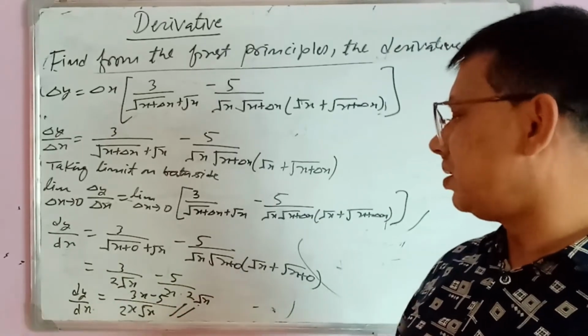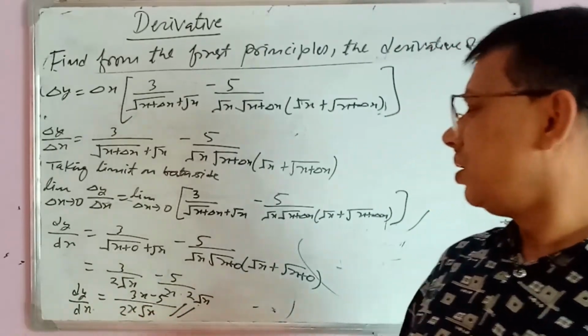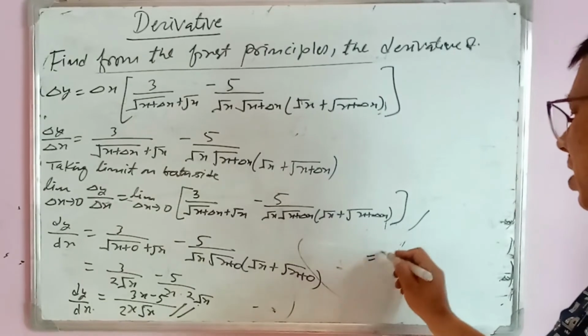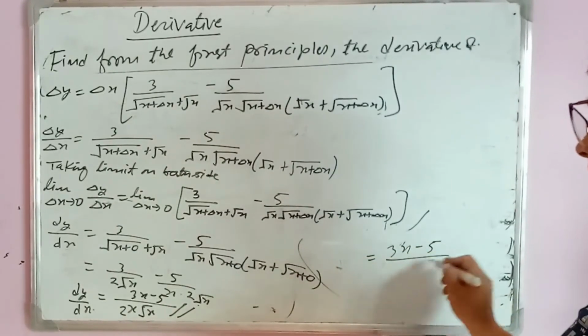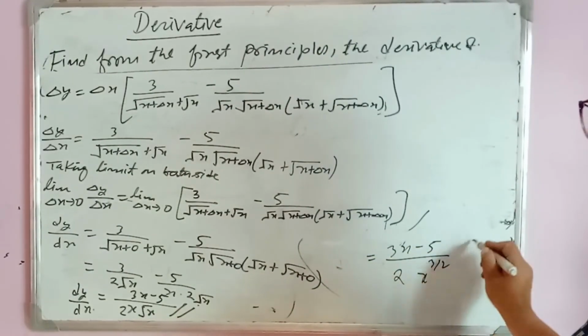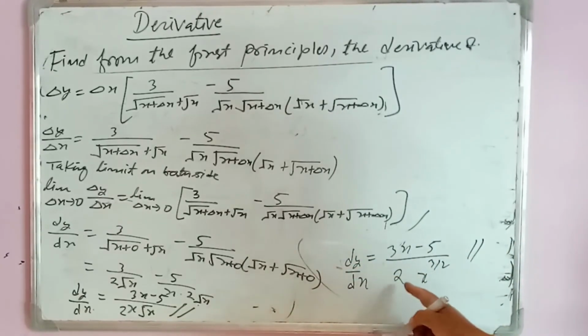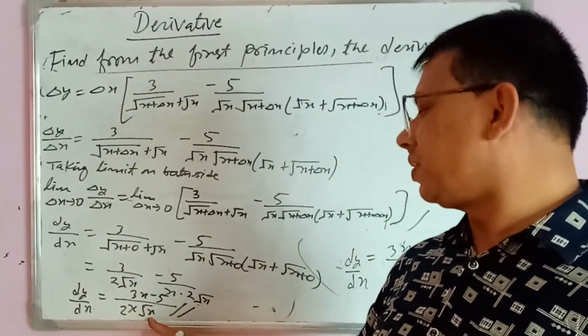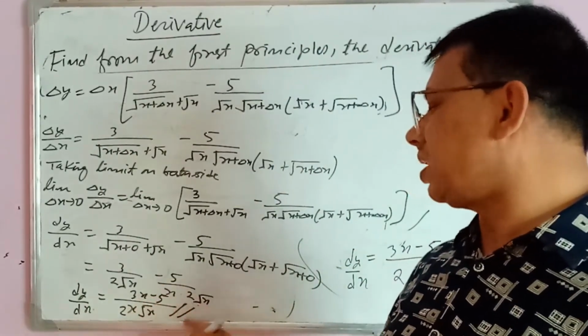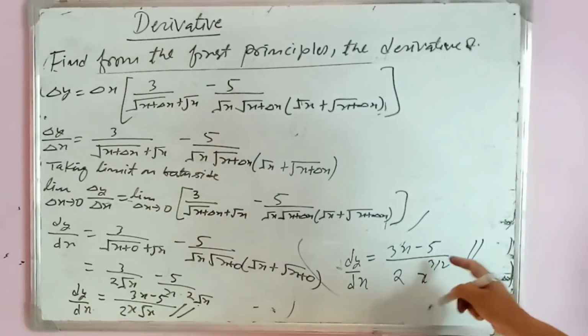So dy by dx here 3x minus 5 by 2x root x. You can write one more step, 3x minus 5 by 2x power 3 by 2 also. Therefore dy by dx equal to 3x minus 5 by 2 x power 3 by 2. Why? x and x power 1 by 2 means x power 1 plus 1 by 2. That means x power 3 by 2.